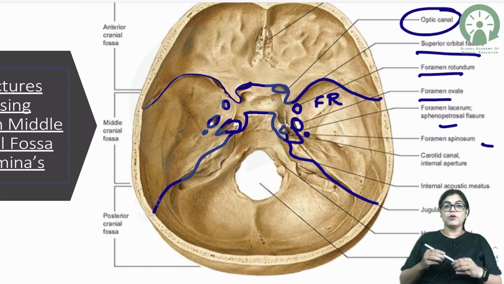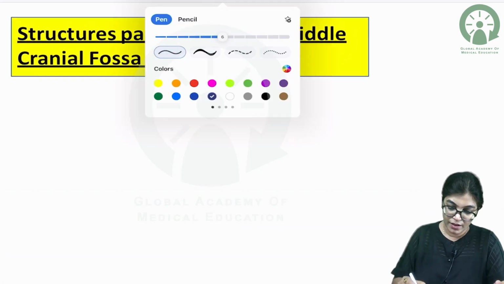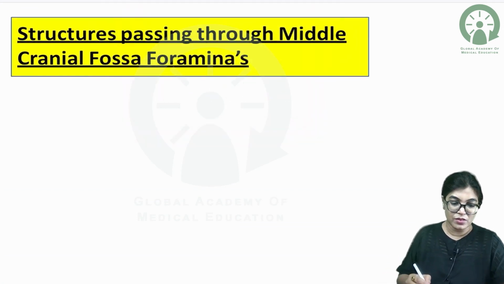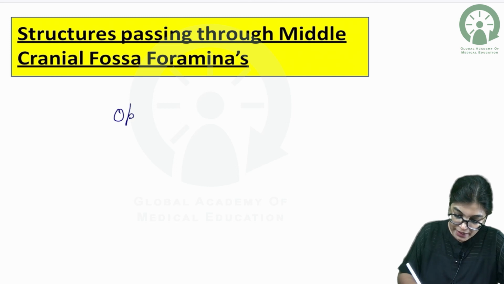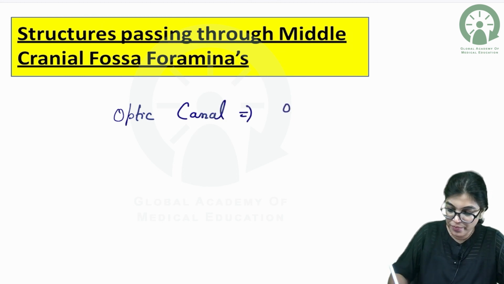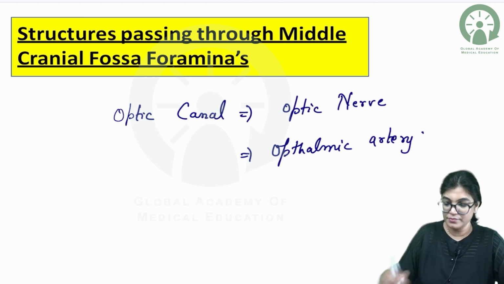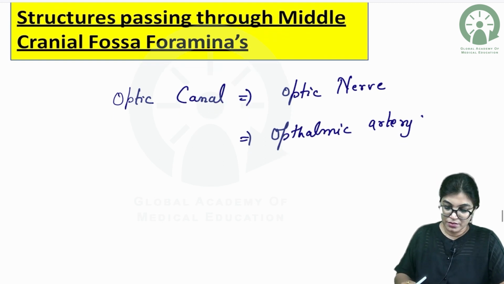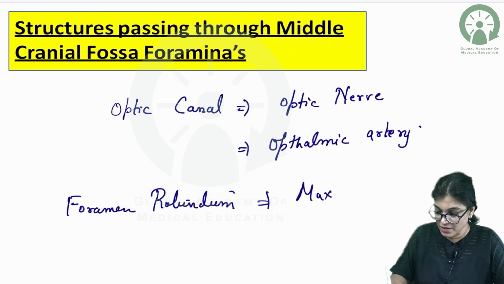It is very important that we should know the structures passing through all these foramina. So let's write the middle cranial fossa foramina. Through the optic canal, the structures traversing are the optic nerve and ophthalmic artery. Through foramen rotundum, the maxillary nerve traverses.